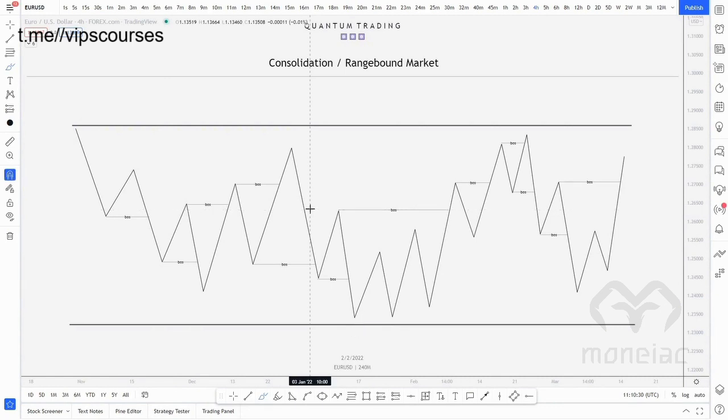So what we're going to do now is take this over to the charts to understand it from a real life perspective and how we can apply this basic knowledge to the charts.